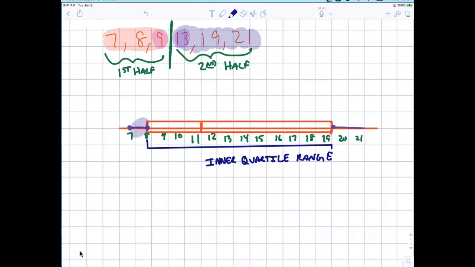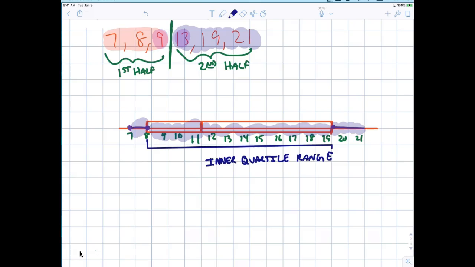From 7 to 8, that's one-fourth of the data. From 8 to 11, that represents what? One-fourth. And from 12 to 19 represents what? One-fourth. And from 20 to 21 represents what? Another quarter. So what have I done to the data? I've cut them into quarters. The first thing I did was I cut them into halves, and then I cut them into quarters. So it's just a way to divide the numbers up.